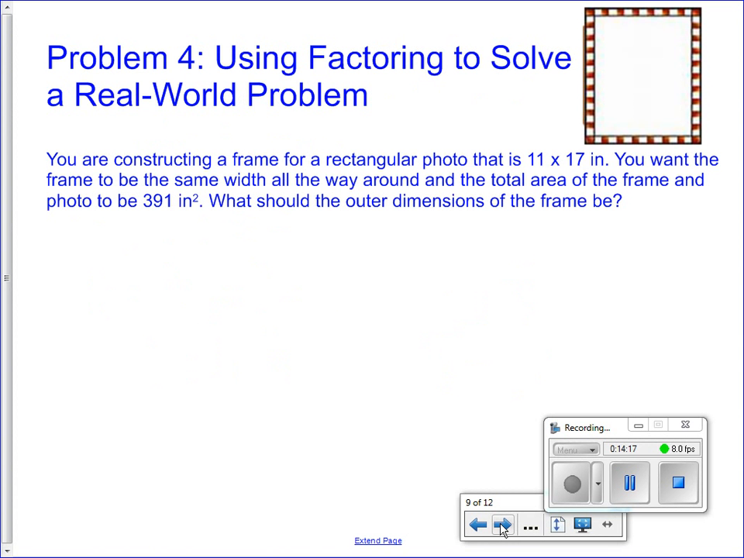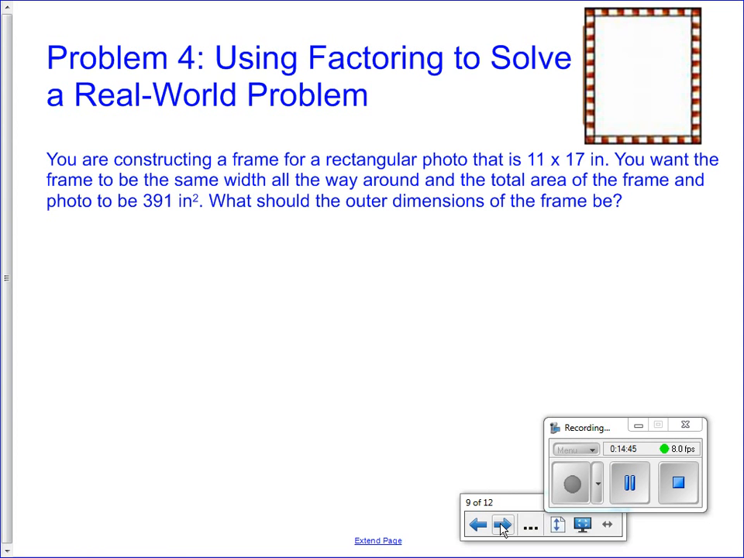Okay, problem 4. Using factoring to solve a real-world problem. You are constructing a frame for a rectangular photo that is 11 by 17. You want the frame to be the same width all the way around and the total area of the frame and the photo to be 391 square inches. What should the outer dimensions of the frame be?